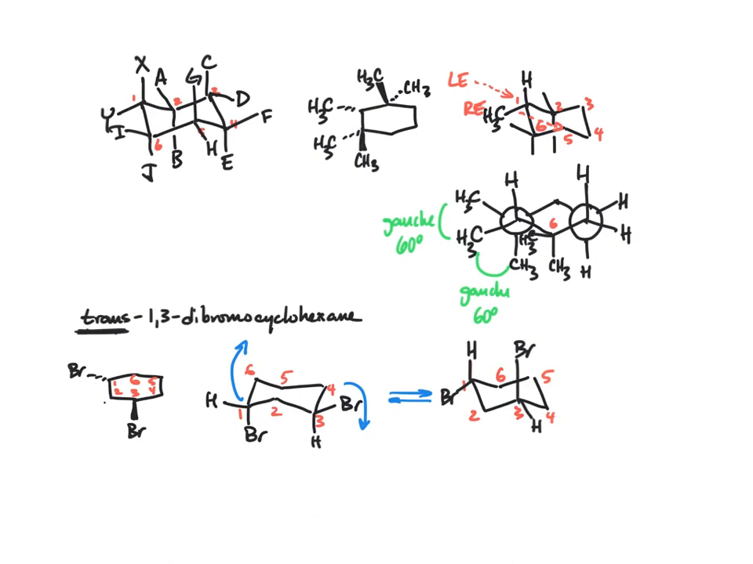So here we go. So I want you to hold one of them in your left hand and carbon 4 in your right. And then I want you to flip one and then flip the other. And watch how the relationship of these bromines change. So I want everyone to do that.